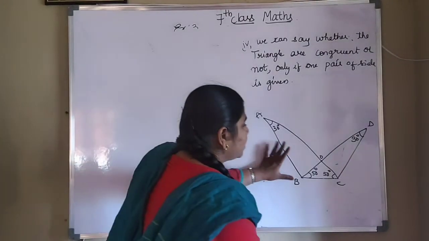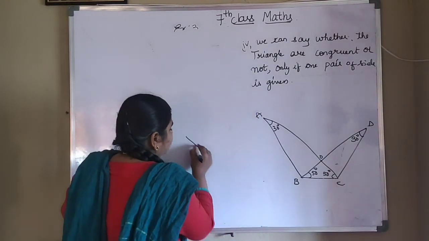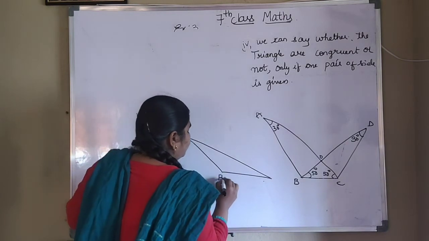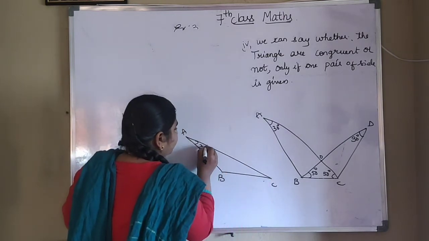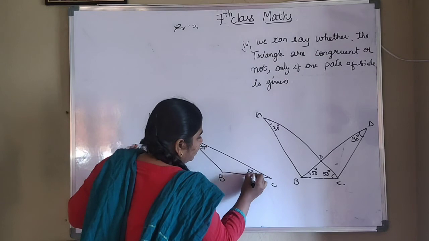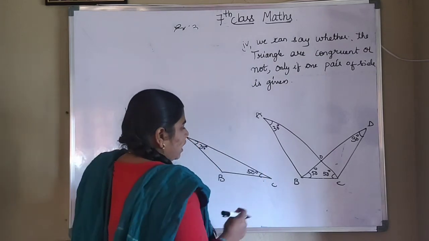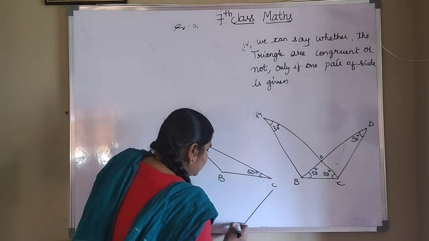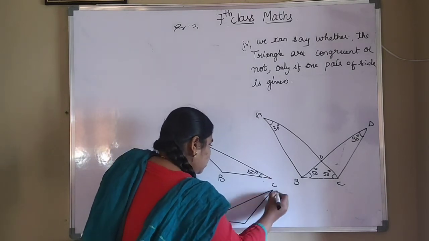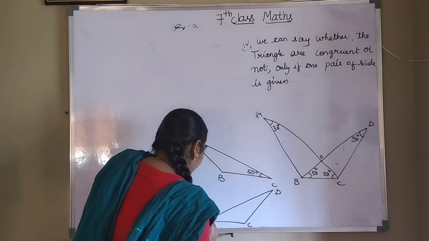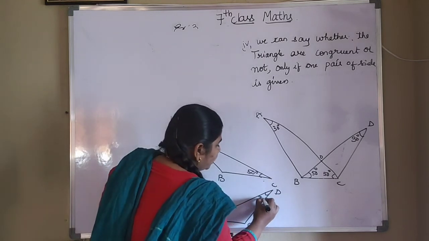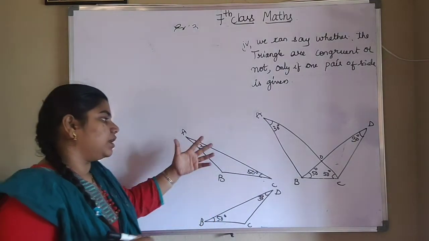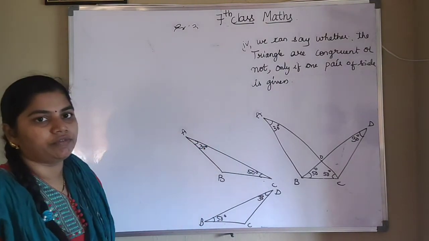Okay, so first I am separating this figure. First, ABC is in this form. ABC: here they have given 30°, and here they have given 50°. And I am separating DCB also. It is in the form like this. DCB: here they have given 30°, here they have given 50°. Whether these two triangles are congruent or not, we have to check.